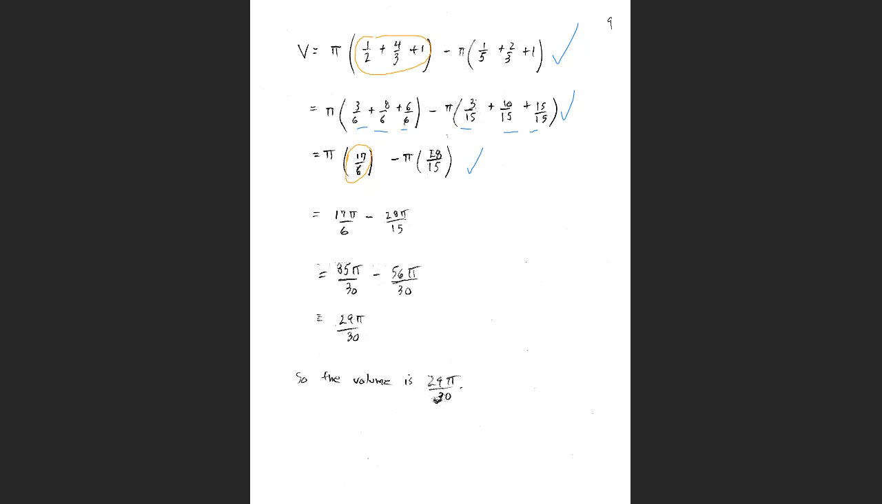And you'll get 29 pi over 30. That'll be the answer for your volume. So the volume of this interesting solid, I mean, it's an interesting solid, is going to be 29 pi over 30. And maybe we're talking cubic inches, cubic centimeters, cubic feet, whatever. But that's the exact volume.